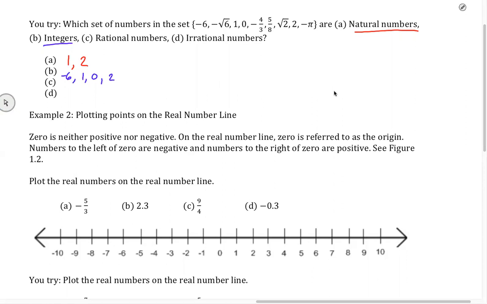Wait, what about negative pi? What's up? What about negative pi? Great question. I'll get to that one when I... So in the irrational? Yeah. Okay.